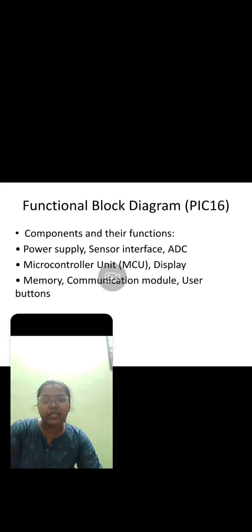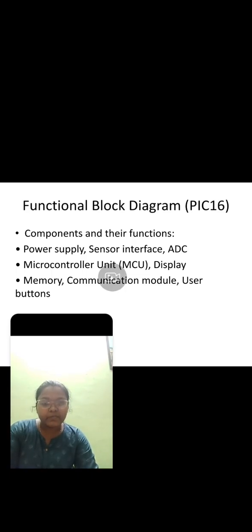Now the functional block diagram and its components. The power supply, then the sensor interface, which is the tester interfaced with the PIC16. Then we have the analog to digital converter: the blood sample is analog data, which is processed and converted into digital. Then we have the microcontroller unit, which is the PIC16.